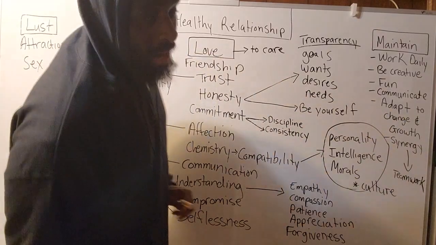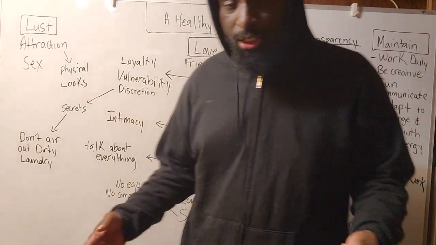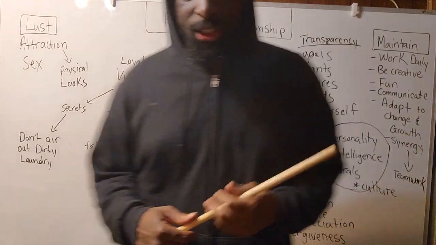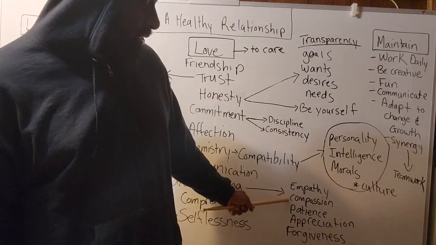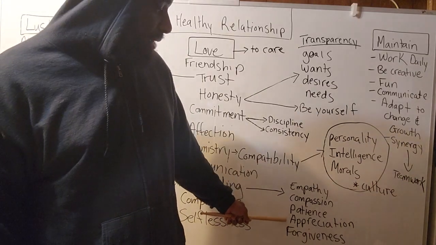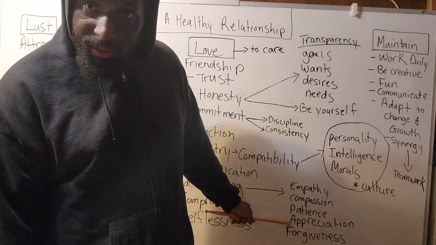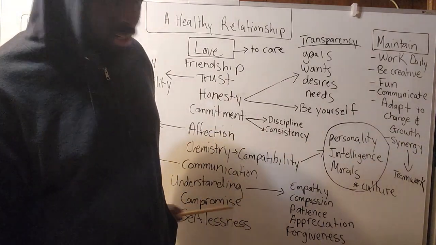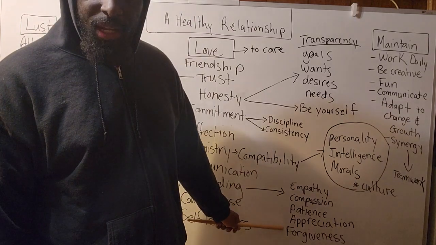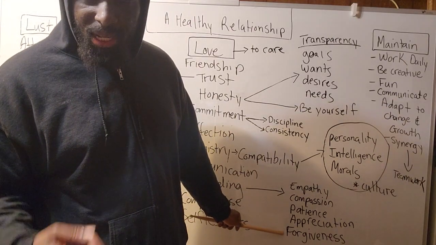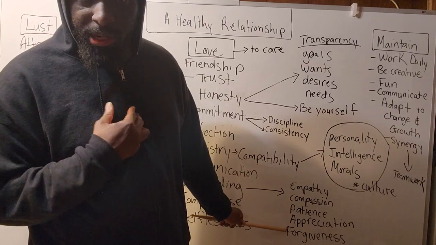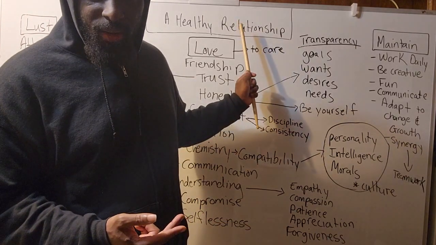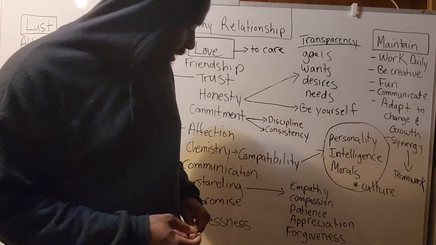So, if my partner comes to me with something, an issue, a problem, right, I have to be understanding. I got to show empathy, compassion, patience. I got to be able to appreciate my partner, even with their shortcomings. And that all comes with understanding. And if something happens, if my partner does something wrong that I disagree with, I got to be able to forgive, right? Because I want a healthy relationship.